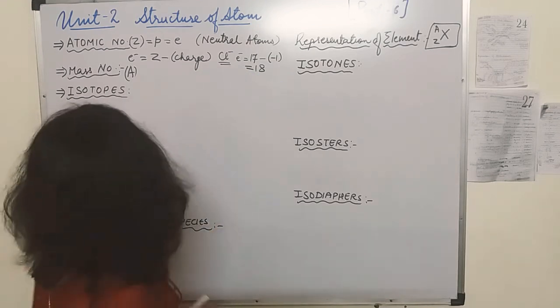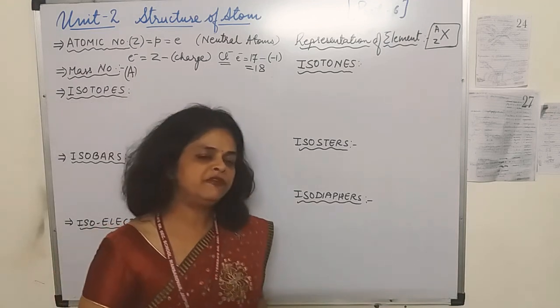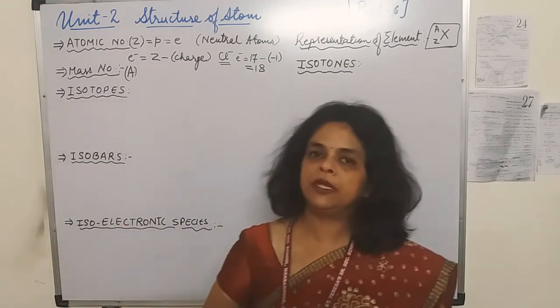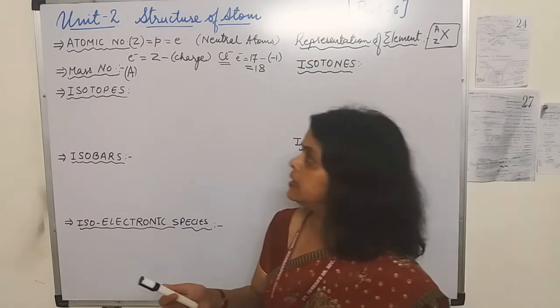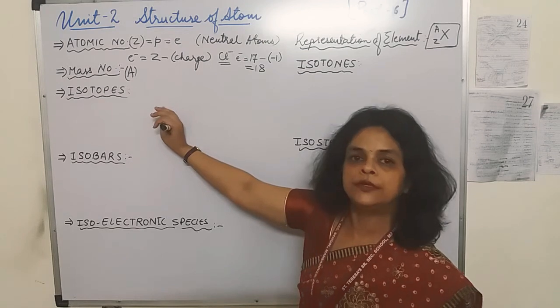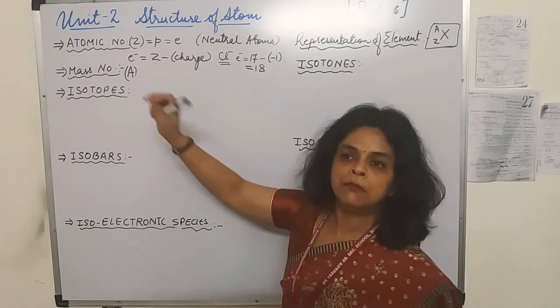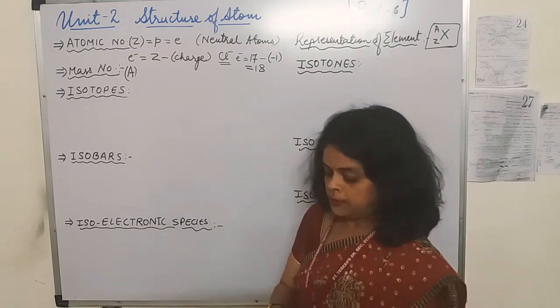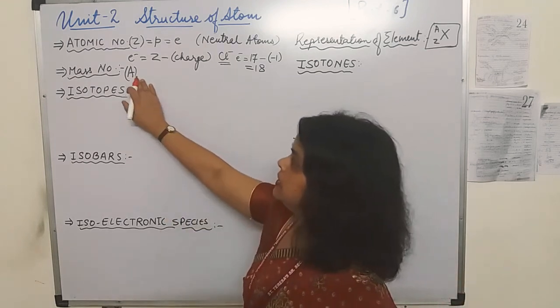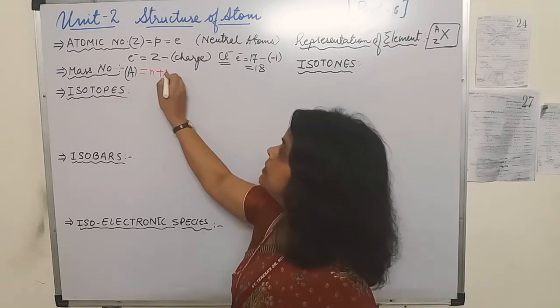Now we will discuss the term mass number. As the Rutherford says in his scattering experiment and in his nuclear model of an atom, he says the whole of the mass of the atom, it is concentrated in the nucleus. And what is the mass number? It is the mass of the neutrons and protons. So he said A, that is the mass number, is equals to N plus P.